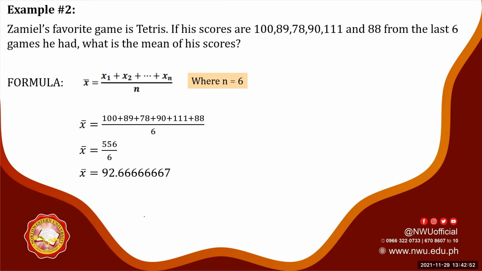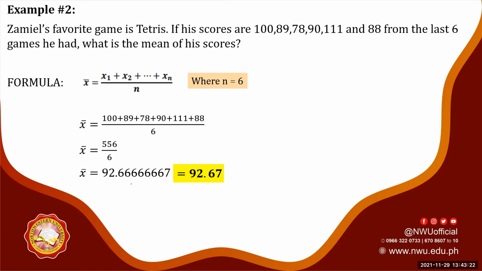92.6667. So tuloy-tuloy yan. But as I said kanina, we are just going to round it off to 2 decimal places. So that would be 92.67. So that is the mean score of Zamiel when he is playing Tetris. Okay? So that is our mean. Now, as I said kanina, we are only going to focus on the ungrouped data muna.